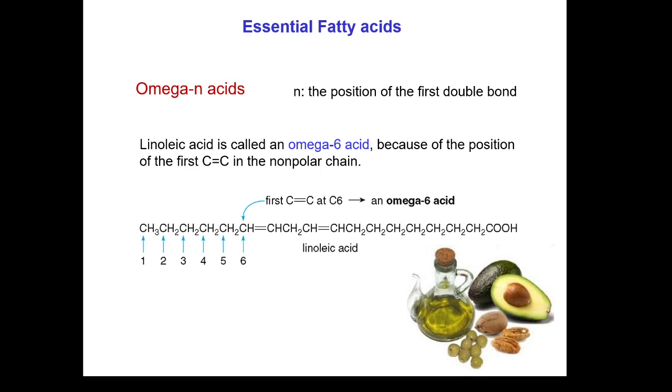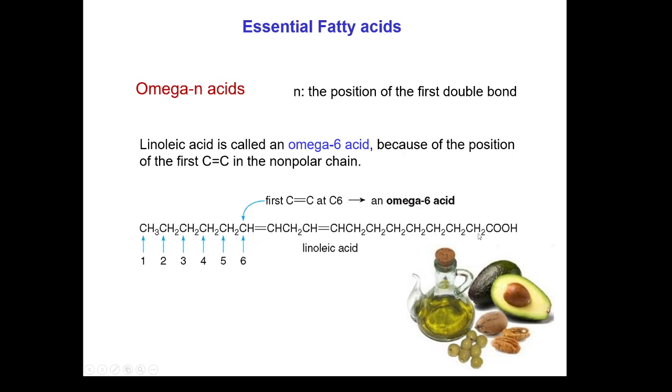So, omega-n acids. The n stands for where the first double bond is. Linoleic acid is an omega-6 acid. So when you look on the back of a package, now you should understand what those mean. Omega-6 fatty acids tells you where the first double bond is. And linoleic acid, again, left to right, it's on the 6 carbon, left to right.